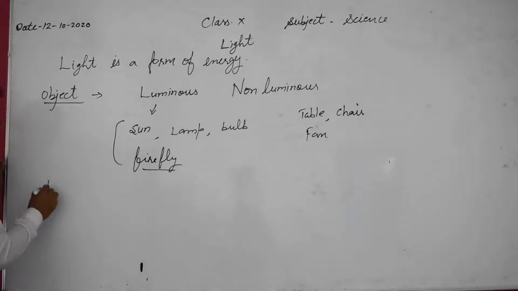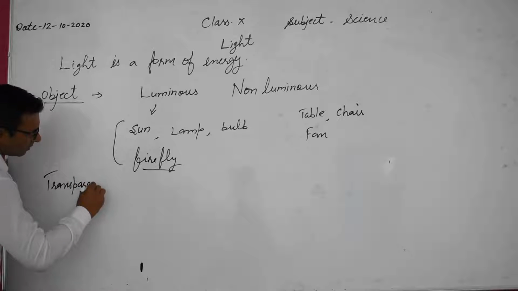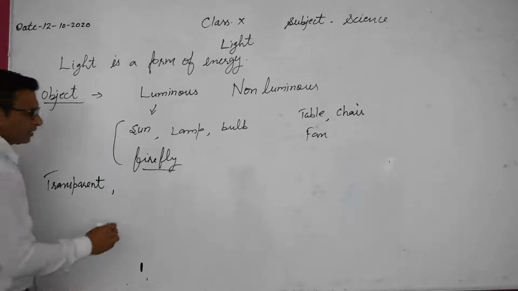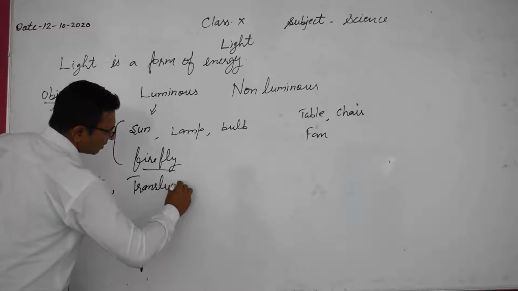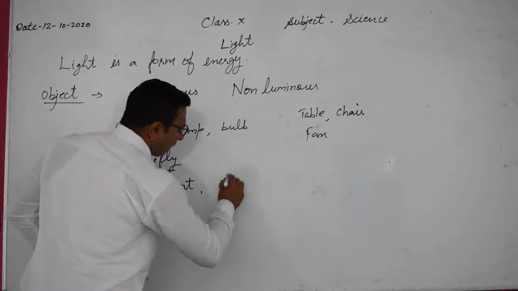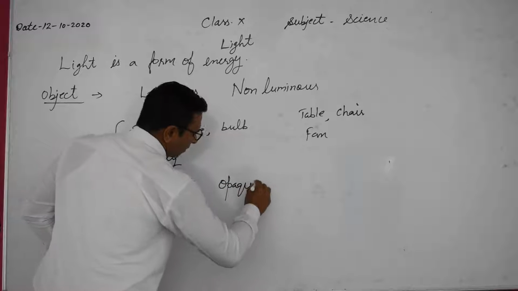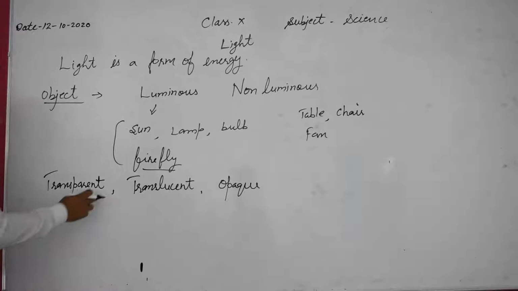And we can also categorize objects into three types. First is transparent, another is translucent, and the last one is opaque.